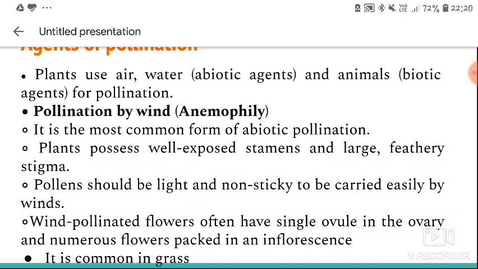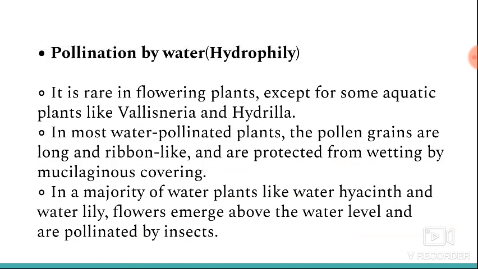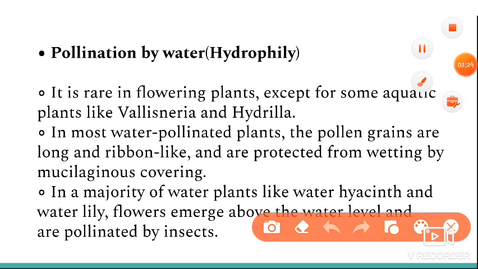If you go through water pollinating flowers, here they give two examples: pollination in Vallisneria and pollination in Zostera. Those two are very important. Please remember how the pollination occurs in Vallisneria and in the case of Zostera. Vallisneria is important, please remember.